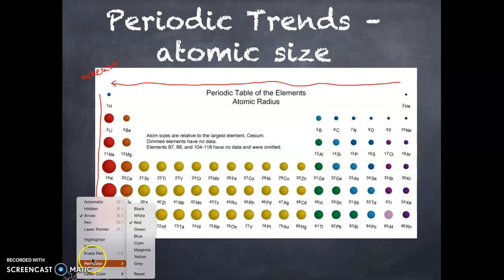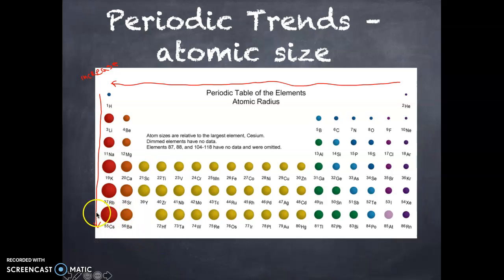So those are our first trends. We have the increasing in atomic size as you move down and to the left. So that means that our largest atom that we have is going to be cesium right here, which is in the bottom left-hand corner.